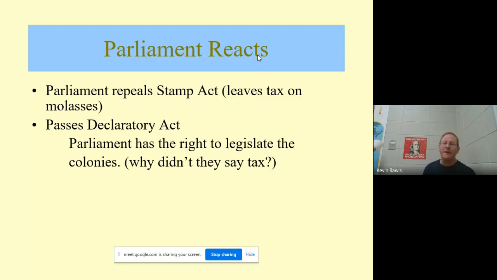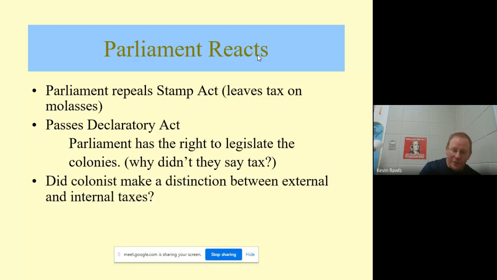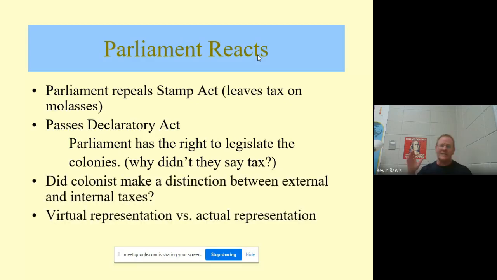Because to them, they didn't actually say taxation. It says legislation in it, but to them, it doesn't matter whether you legislate or tax, it's the same thing. You cannot question Parliament's authority here. All right, you cannot do so. Now, one thing that's going to be important is this idea of virtual versus actual representation.